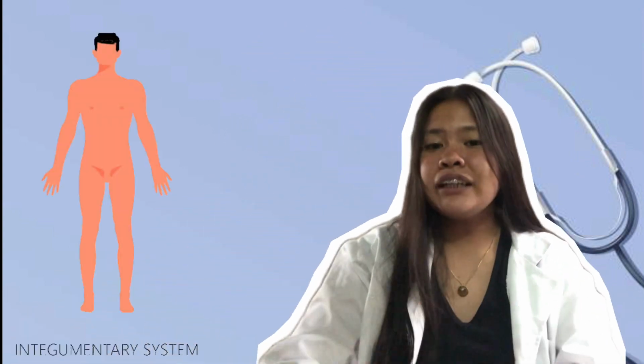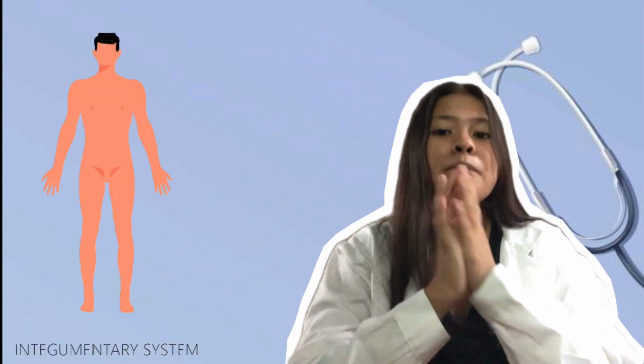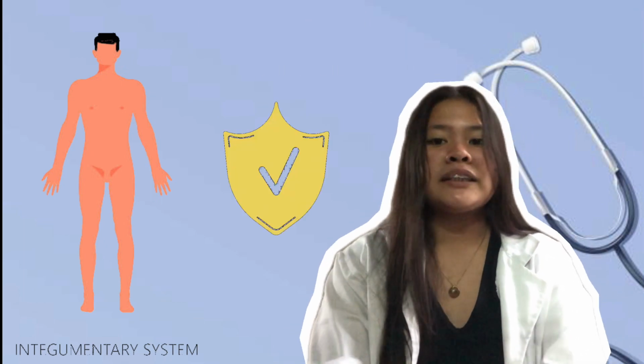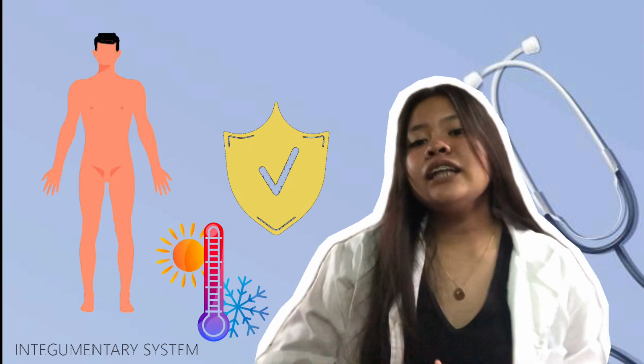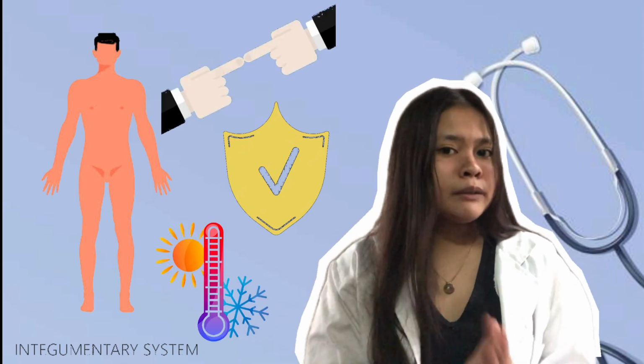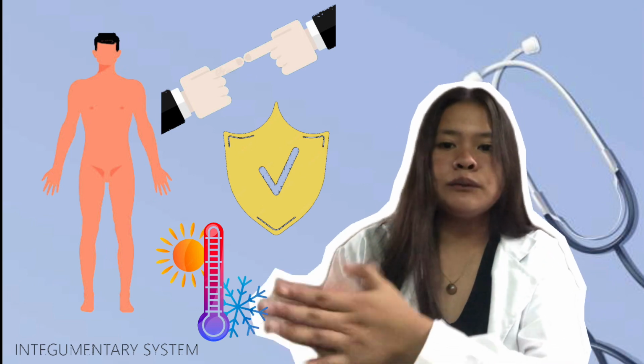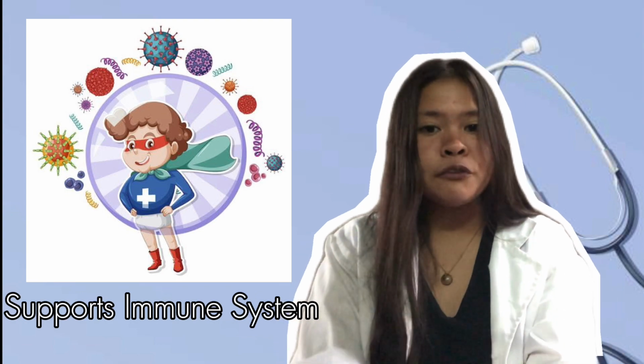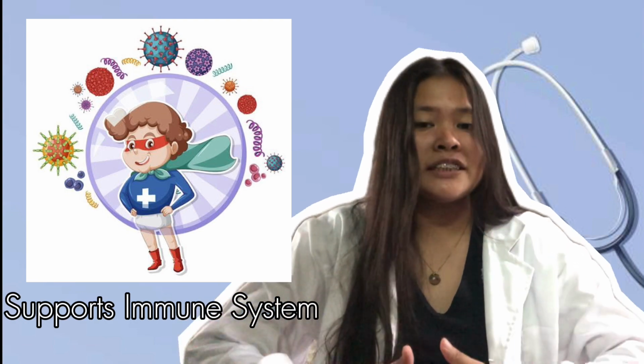Summary. In conclusion, the integumentary system is not merely a superficial covering, but a remarkable and indispensable part of the human body. It protects us from external harm, regulates our internal environment, provides sensory feedback, assists in waste removal and nutrient synthesis, defends against pathogens, and helps us maintain hydration. Beyond this, the integumentary system supports our immune system to fight off infections and helps us sense our environment. All these functions make the integumentary system vital for life.